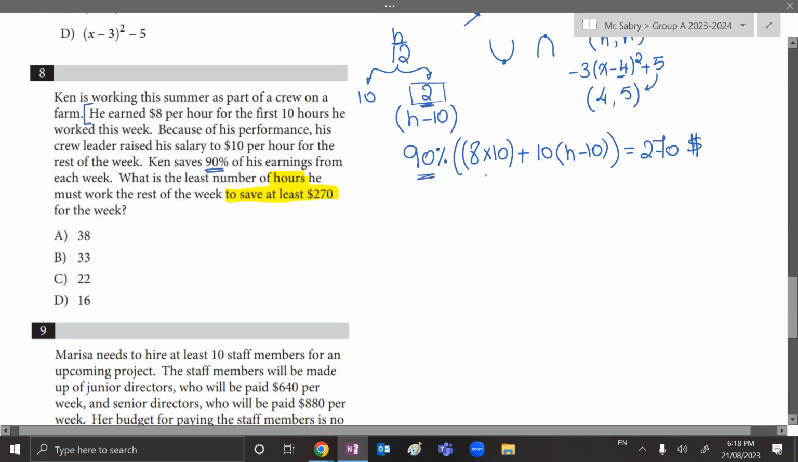90% multiplied by all his earnings, and the earnings are split into 2 parts. The first 10 hours are calculated in a specific way, and the rest of the hours are calculated in a different way. For the first 10 hours, it was just the 8 multiplied by the number of hours, which is 10. Now for the rest of the hours, it's 10 multiplied by h minus 10. All of this should give me 270. Now I'll start solving this equation. Does that make sense?